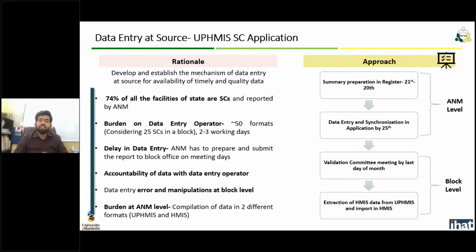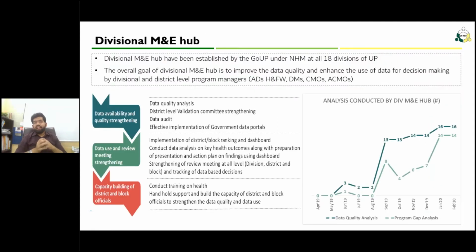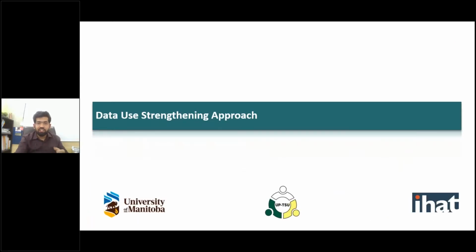As we all know, in UP the subcenter reports to the block directly, which leads to a lot of time in data transfer, and the computer operator has to spend a lot of time and has a lot of load. So a tablet is provided to the ANM, and now the ANM can directly enter the UPHMIS data at the subcenter, and we have seen some good results which Dr. Ravi will talk about. The divisional M&E hub is a dedicated platform for building the capacity of the government and making the system sustainable. The divisional M&E hub is established in 18 divisions, and the role of these people is to improve the data quality and enhance the use of data in decision making. So this is towards capacity building and making things sustainable, which we have just discussed.